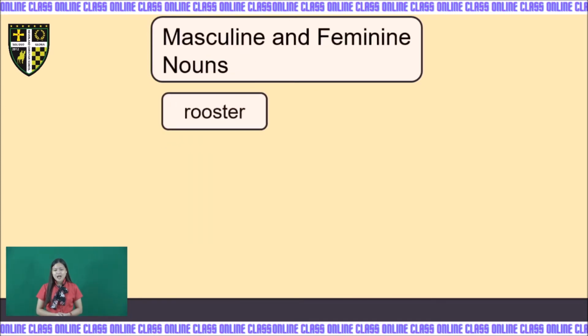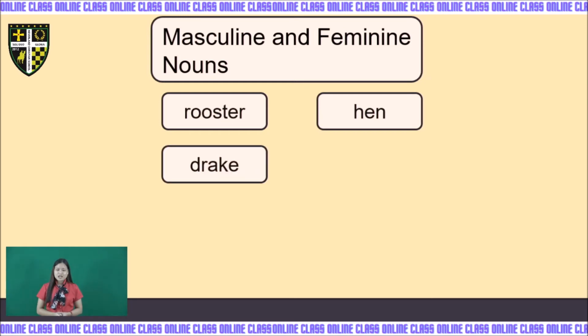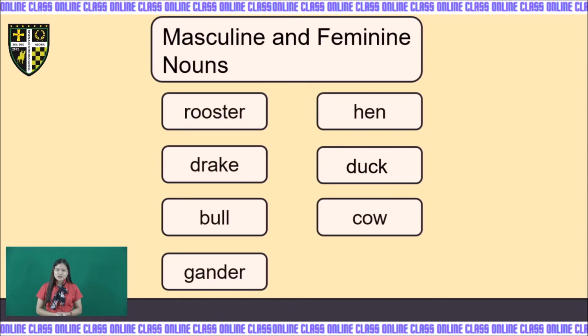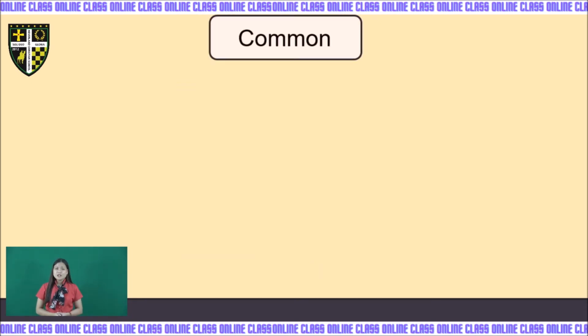Next one, we have the rooster and then hen. Rooster, we have the feminine version of it. We have hen. So the drake and then duck. Bull and then cow. Gander, we have goose. So we are done with the masculine and feminine now.